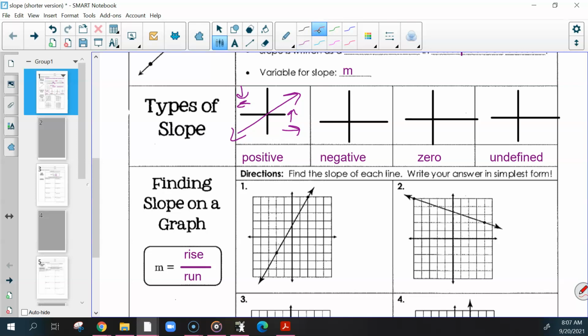A negative slope, if reading left to right, would be the opposite. It would go down and to the right. So down would be the negative, but right is the positive. One is negative, one is positive. Or if reading right to left, you would go up and to the left. Up is positive, left is negative, so there's still one and one.